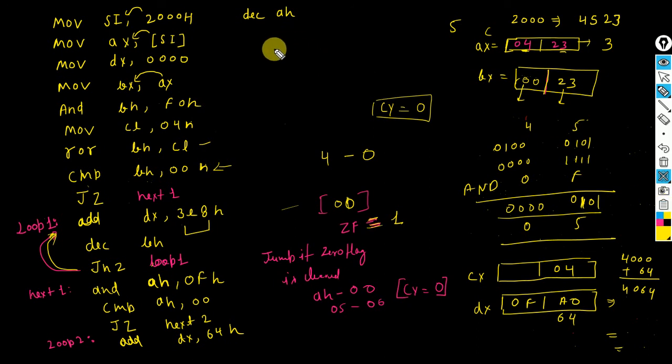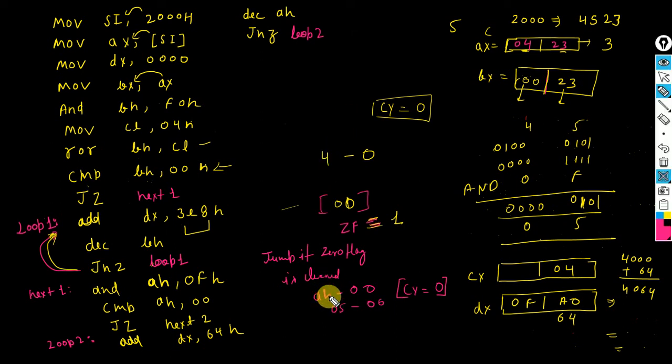Next instruction is JNZ, and the label is loop 2. Okay, so in this case again check.